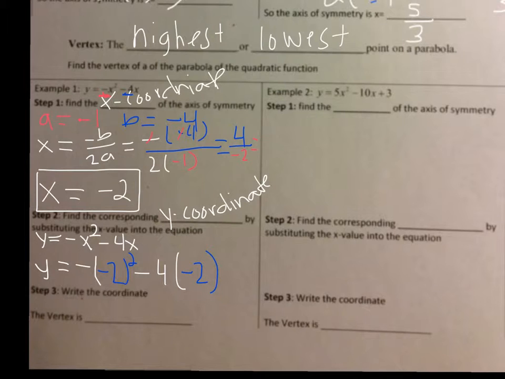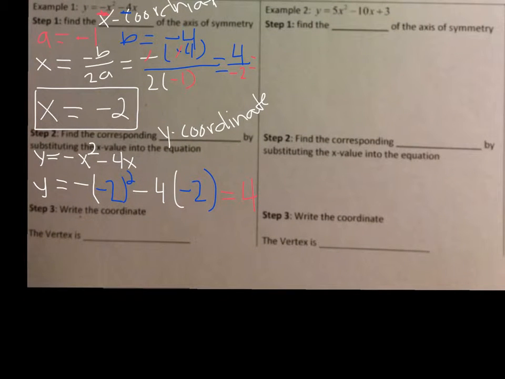Alright, so I'm running out of room here, so I'm just going to do some mental math really quick. We know that negative 2 squared is 4. So negative times a positive 4 would be a negative 4. Take away 4 times a negative 2. That would be a negative 4 times a negative 2, which is a positive 8. So we have a negative 4 plus 8, and that's going to give us a positive 4 for what our y is equal to. So I'm going to slide this up just a bit.